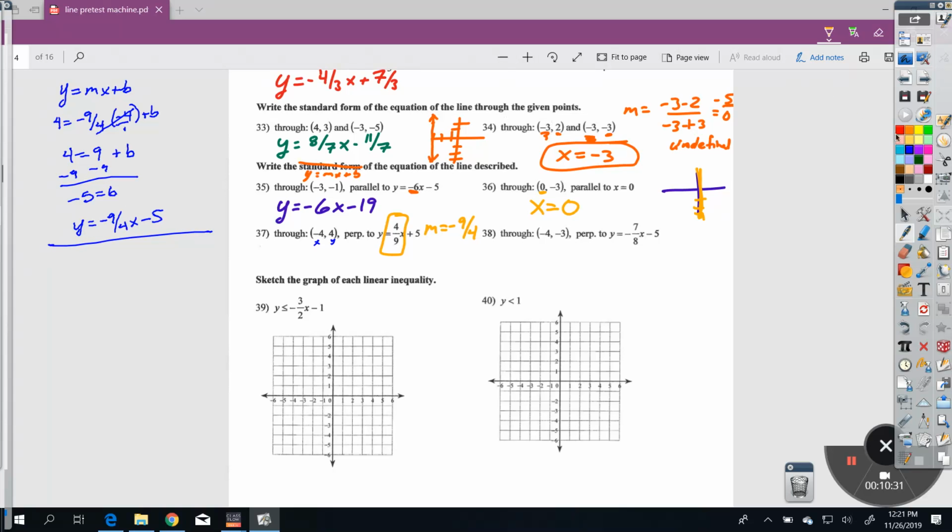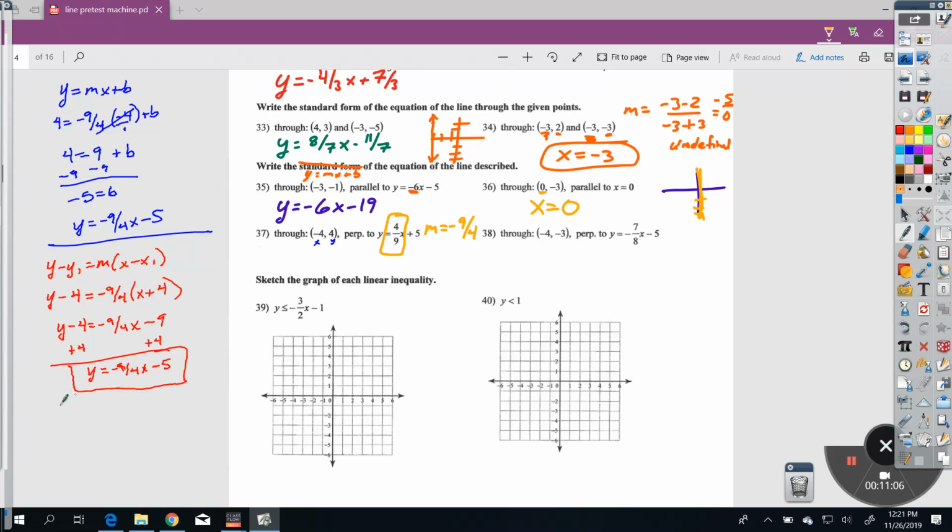If I use the other equation, y minus y1 equals m times x minus x1. So y minus 4 equals my m, which is negative 9/4, times x minus x1, so plus 4. So y minus 4 equals negative 9/4 x minus 9. Add the 4, add the 4. Y equals negative 9/4 x minus 5.